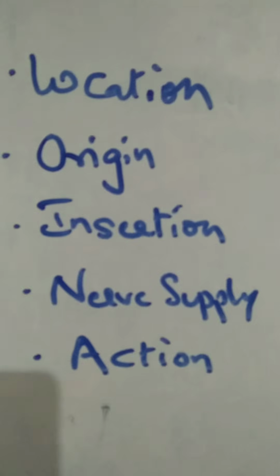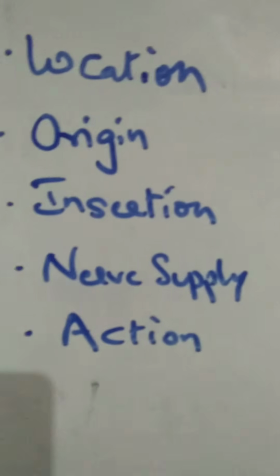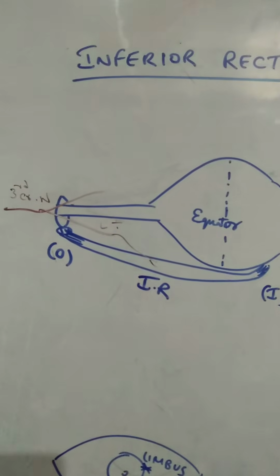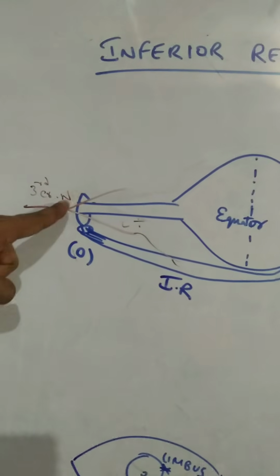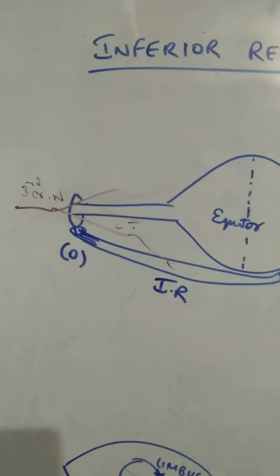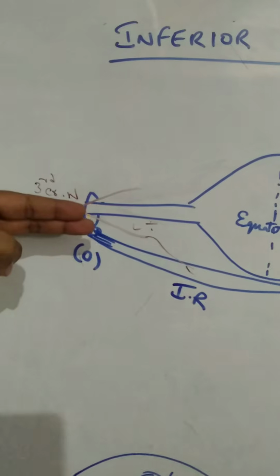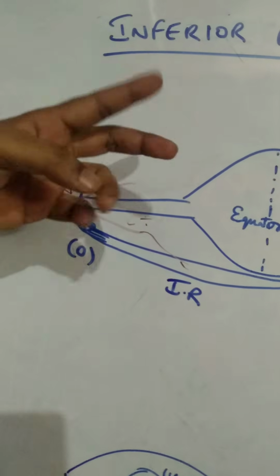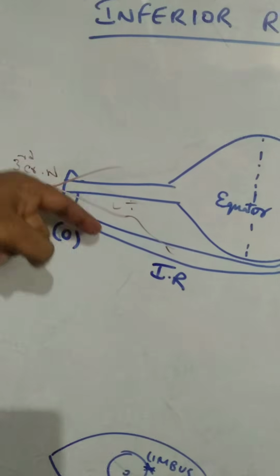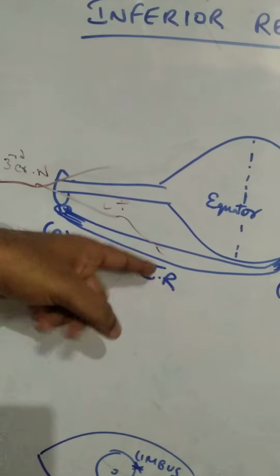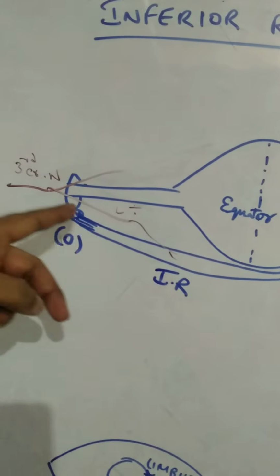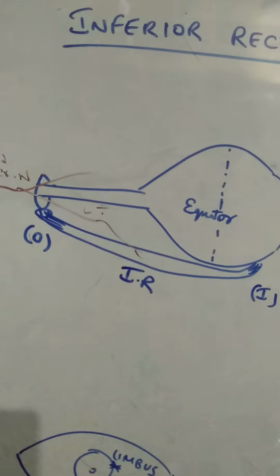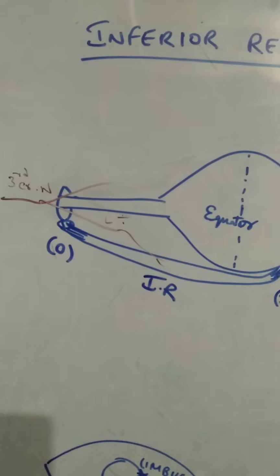So we finished with the origin, we have finished with the insertion. Another 2 headings are left, that is nerve supply and action. The nerve supply of this is the third cranial nerve or the oculomotor nerve. This enters the superior orbital fissure and splits up into 2 divisions. The upper division goes to supply the muscles which are above, the lower division comes downwards. So inferior rectus is below the eyeball, therefore the lower division of the third cranial nerve or oculomotor nerve supplies inferior rectus. So that is the nerve supply.